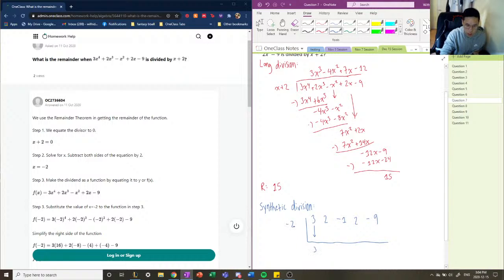We're going to multiply by the zero of our divisor and add it to the next term. So if we move our term down and times it by -2, that's -6, and add it to 2, we would get -4. All right, and now we're going to do -2 times -4, which is 8. Add it to -1.